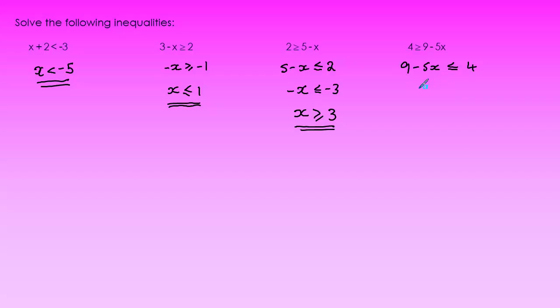Subtract 9 from both sides. So 4 take away 9 is negative 5. Divide both sides by negative 5. So negative 5x divided by negative 5 just gives me x. Negative 5 divided by negative 5 gives me 1. And we need to reverse the inequality sign because we divided by a negative number.